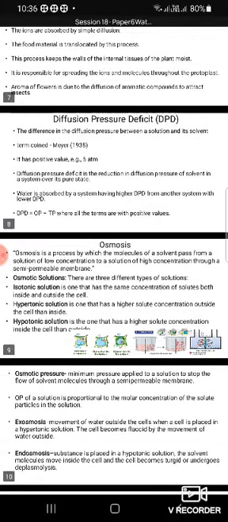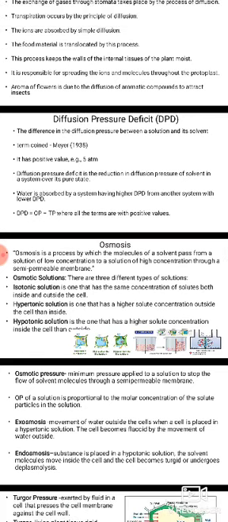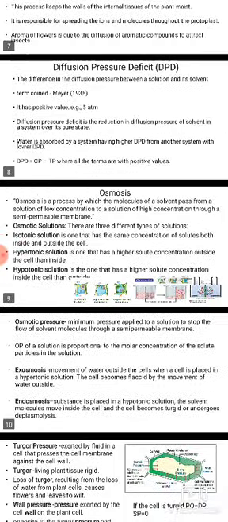DPD. DPD is diffusion pressure deficit. It is a difference in diffusion pressure between the solution and its solvent, and this term was coined by Meyer in 1938. It has a positive value of 5 atm. Diffusion pressure deficit is a reduction in diffusion pressure of solvent in a system over its pure state. Water is absorbed by a system having higher DPD from another system with lower DPD. DPD is equal to OP minus TP, where all the terms are with positive values.